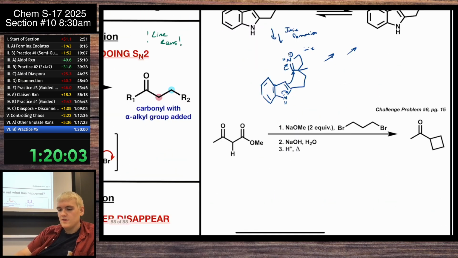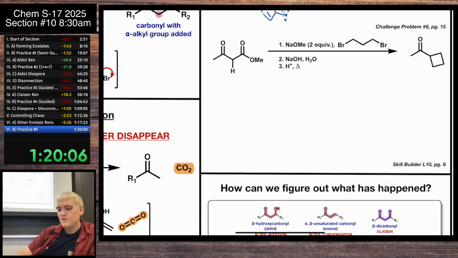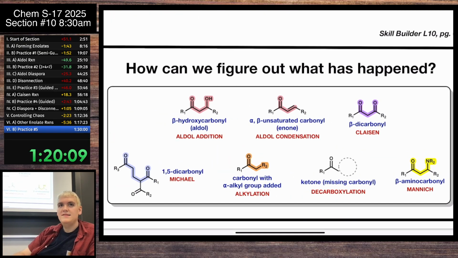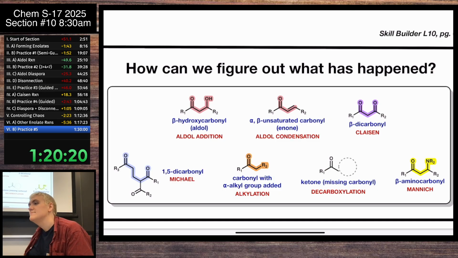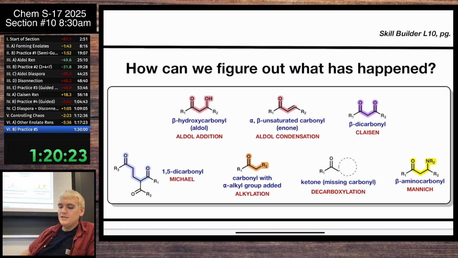I'll probably not do this skill builder with y'all just to save time so that we can end closer to the real time. But the biggest piece of advice for lecture 10 is this box. Make flashcards of these, get to where you can spot them really, really easily, because these characteristic products let you know what happened. So for the aldol addition and condensation, it's the enone and the aldol. For the Claisen, the dicarbonyl, a beta dicarbonyl, I should say. For the Michael, it's the 1,5-dicarbonyl. For alkylation, you've added an alkyl group at the alpha position. For decarboxylation, you have poofed away a carbon. And then for the Mannich, it is the beta aminocarbonyl.